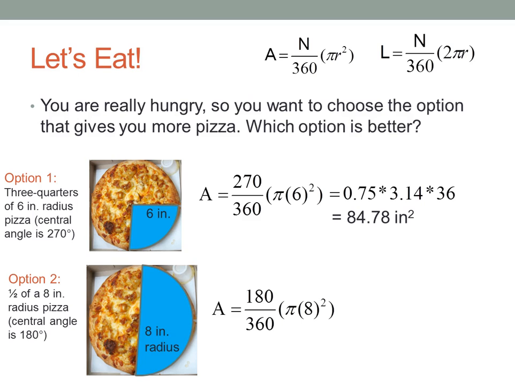If I reduce it, it's 1/2, and as a decimal, it's 0.5. Pi is 3.14, and 8 squared is 64. So if I multiply that through, I would get 100.48 inches. I am much better off with option 2. Even though it's only half the pizza, I get more because the radius is bigger.